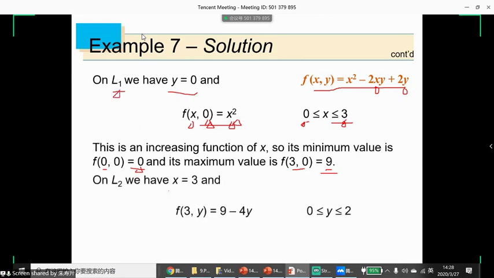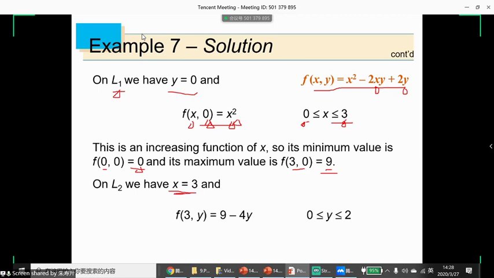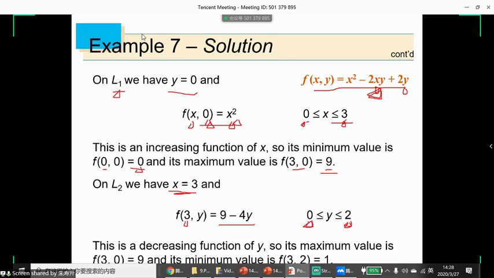And then for the second boundary, x equals 3. We take x equals 3 in this function. So it's 9 minus 6y plus 2y, so it's 9 minus 4y. You find this function is a decreasing function. So this point is the maximum point, and this is the minimum point. We take x equals 3 and y equals 0, we get 9. And we take x equals 3 and y equals 2, we get 1. Okay. So this is for the second boundary.